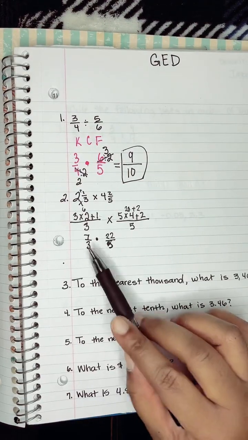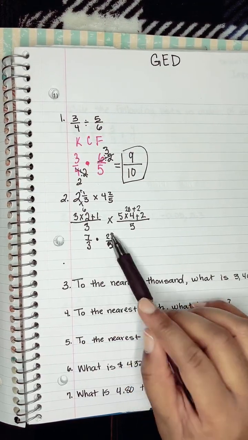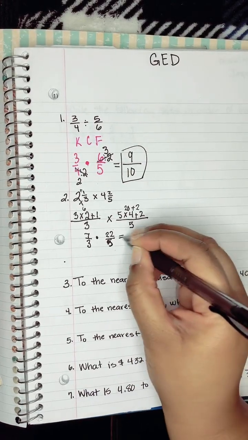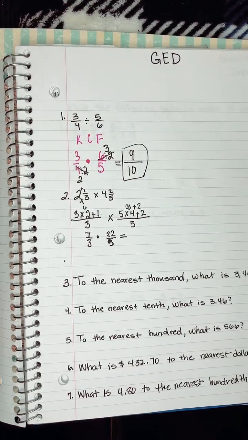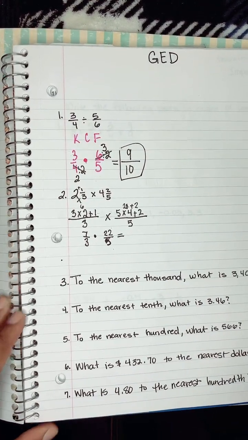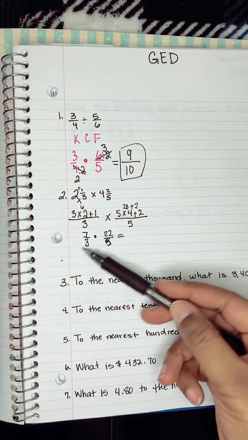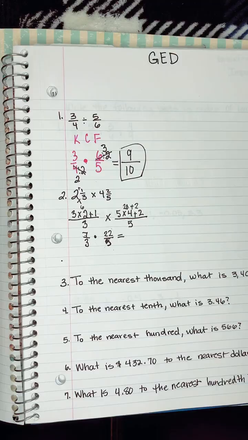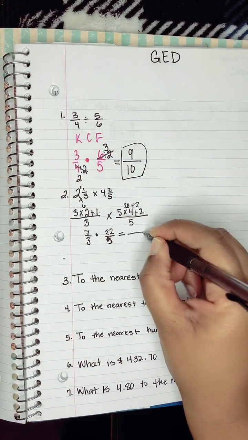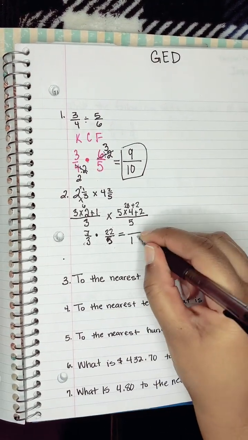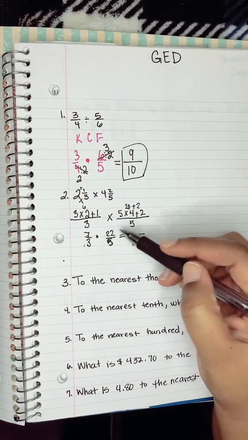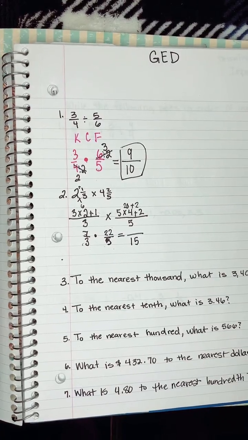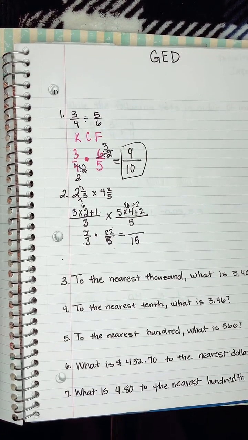Can we cross simplify anything? Yes or no? Can we cross simplify here? No. Good, we don't have even over even, and we have prime over prime. Nope, can't do anything. So now we do have to just multiply. 3 times 5 is 15. Somebody please do this for me. What do we get when we do 22 times 7?